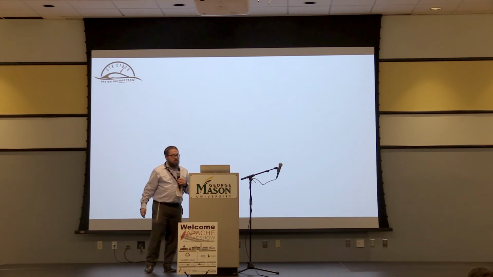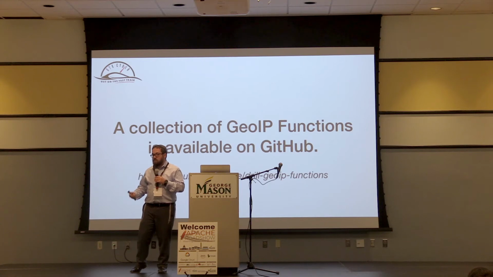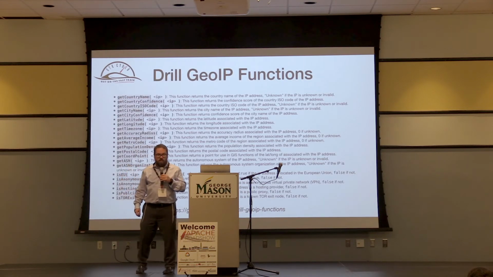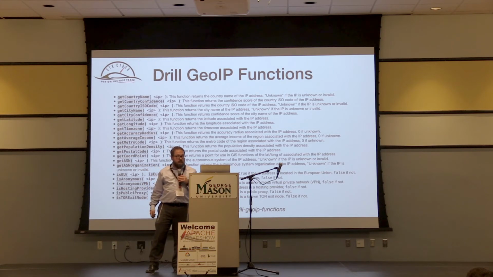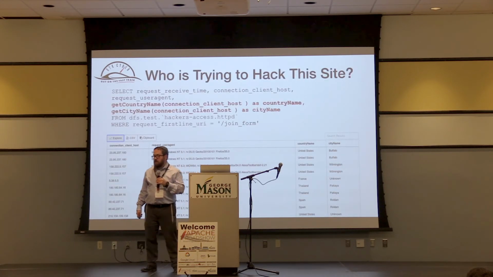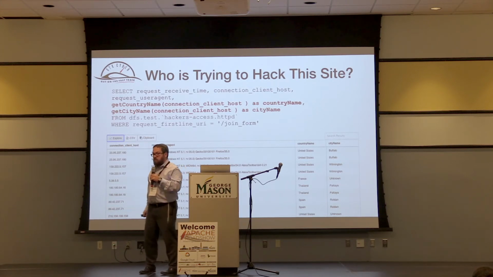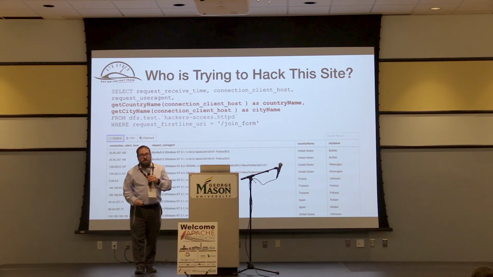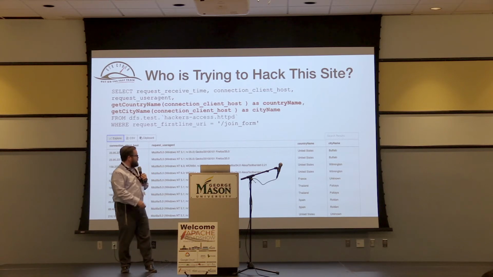One of the projects I worked on was a whole collection of GeoIP functions, which enable you to geolocate IP addresses and do all sorts of fun stuff. Here's the complete list, conveniently written in 2-point font for you guys in the back. The key ones I want to highlight are get country name, get city name, and also get latitude and get longitude. If we add these two fields highlighted in red, the query is now able to resolve the country name and city names for all these IP addresses.